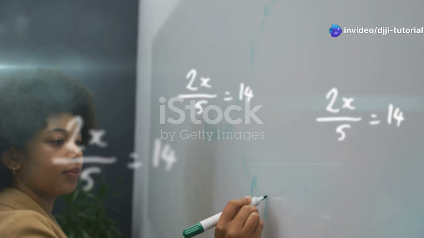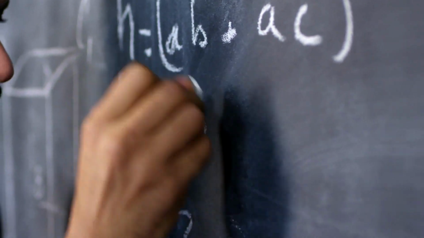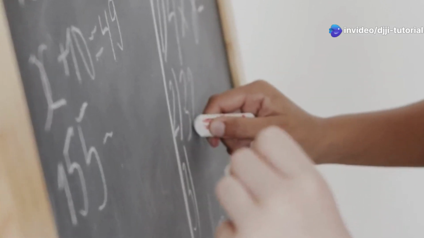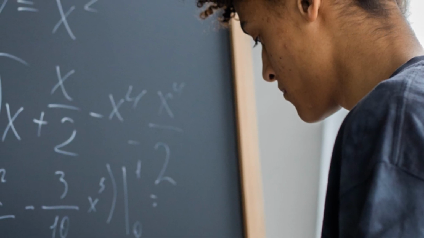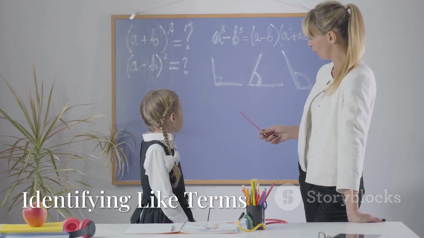Alright, let's work through an example together. We're going to simplify the expression 2 times the quantity of x plus 3 plus 5x minus 2x squared. First, we need to expand the brackets, so 2 times x gives us 2x and 2 times 3 gives us 6. Adding the 5x and then subtracting the 2x squared, we get 2x plus 6 plus 5x minus 2x squared.